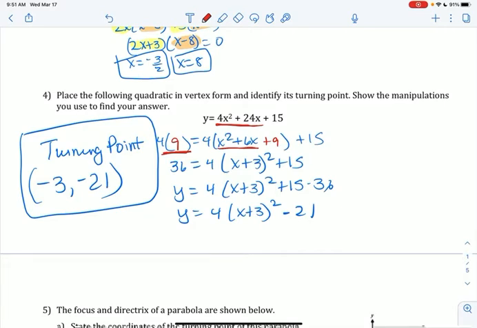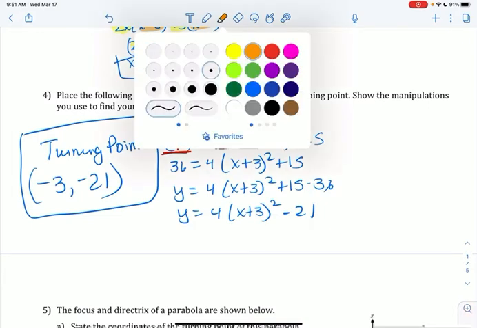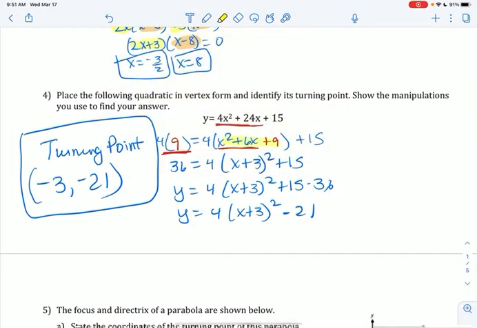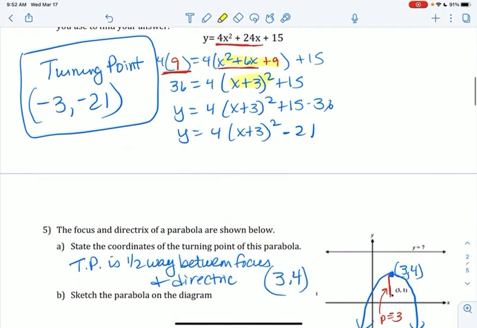What I'm doing is I created this right here. What I created is a trinomial that factors to x plus 3 squared. All right, and the 4 times 9 that was on the left, the 36, gets brought back over to the right by subtracting it. And then you can see I'm just combining the 15 and the negative 36 to give me negative 21. And then this is vertex form. My turning point right here is negative 3, negative 21. Right? You have to remember to change the sign on that term that is next to the x.